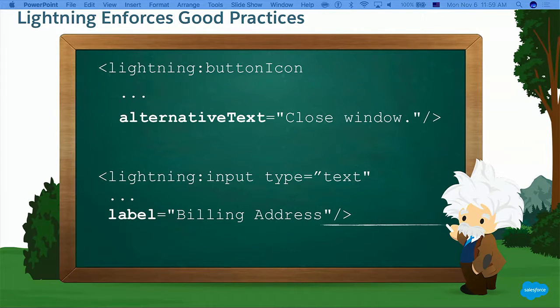And then the next piece here, Lightning Input. In the previous talk, we saw a lot about labeling form fields. If you use Lightning Input, we have a label attribute, and then that will create the right association programmatically for you.